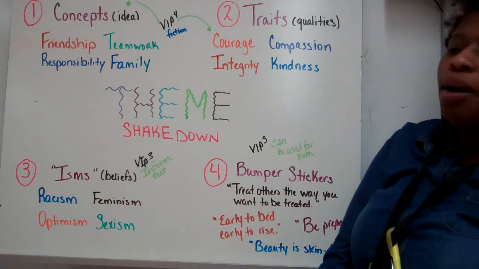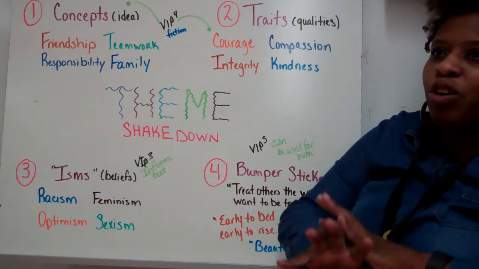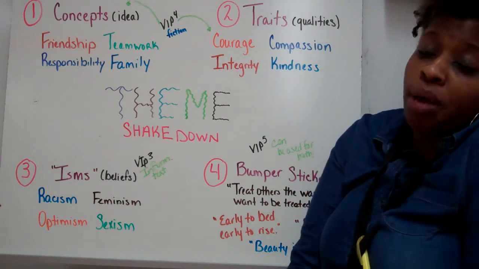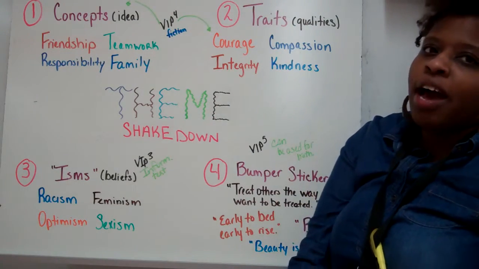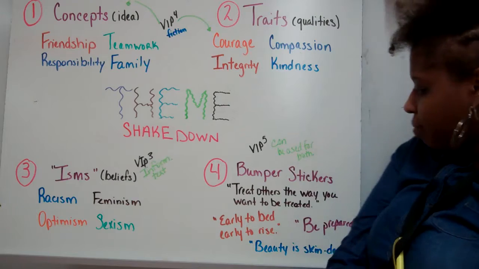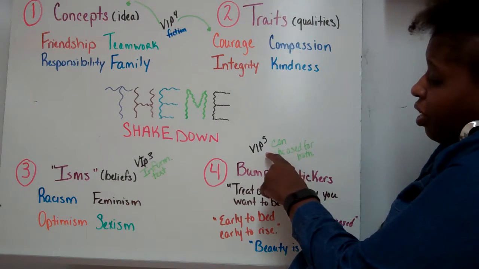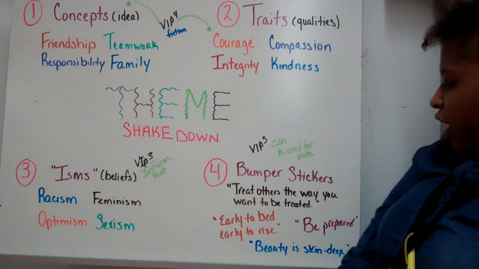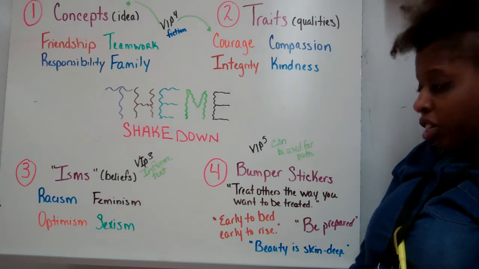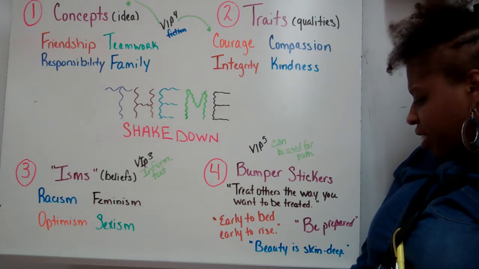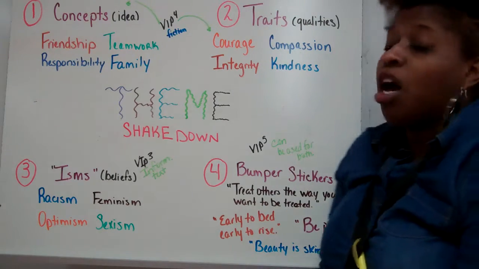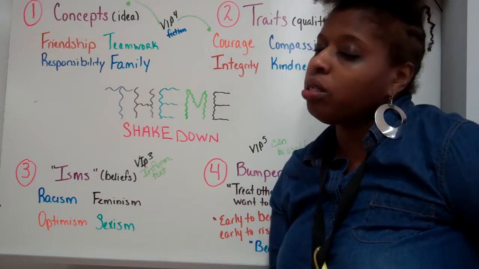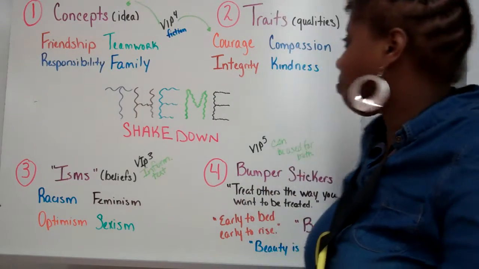And then the last one, bumper sticker sayings. These are your broad themes where you identify the theme and then you come up with a bumper sticker saying that will basically represent the entire text. So, VIP number 5 though, it can be used for either informational text or fiction text. So some bumper sticker sayings are like, treat others the way you want to be treated. Early to bed, early to rise. Beauty is skin deep. Be prepared. A good bumper sticker saying for Julius Caesar would be, keep your friends close, but your enemies closer.